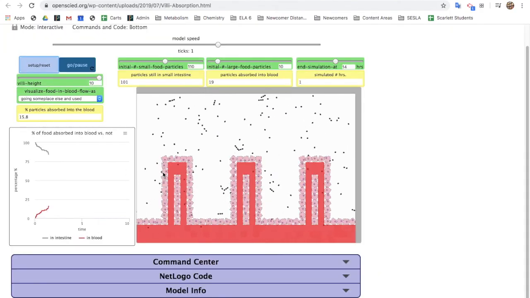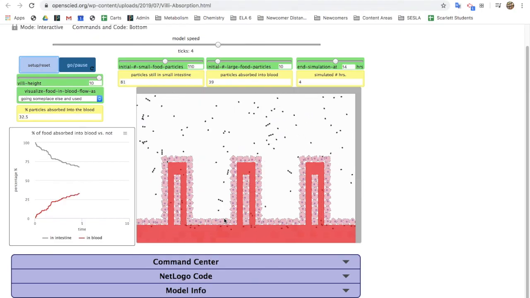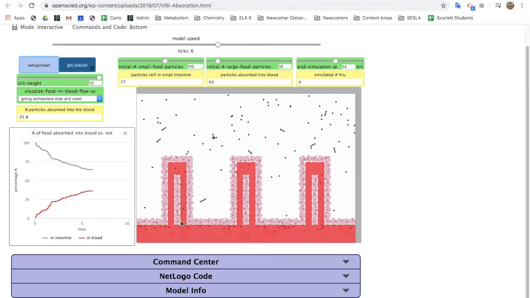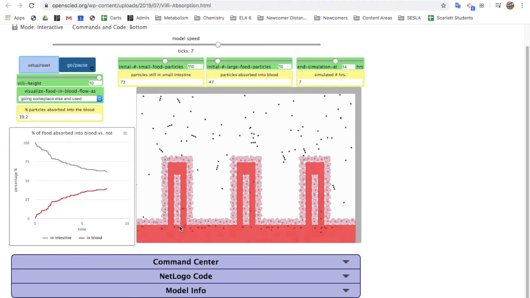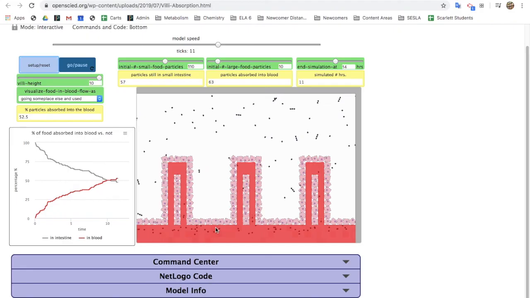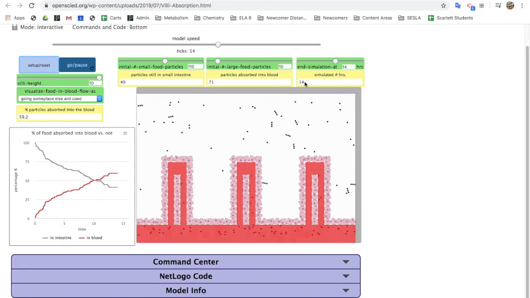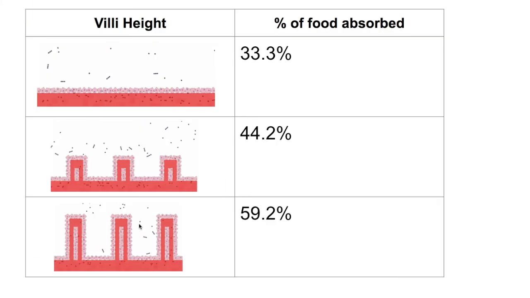The villi height is now 10. They're much taller. We can see already that the number of food particles being absorbed is much higher. It's happening much faster. Most of the food particles that are being absorbed are the broken down food particles. It's been 12 hours, 13 hours, 14 hours. 59.2% of the particles were absorbed into the blood. Our evidence supports the claim that the taller the villi height, the higher the percentage of food particles absorbed.